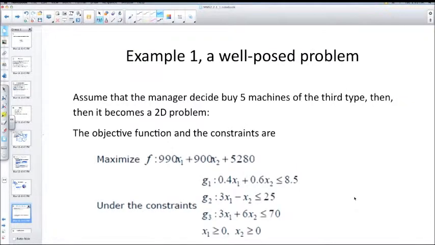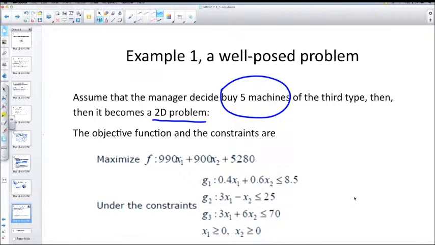To make it easier for me to illustrate, I restricted the problem into 2D by assuming the manager already made the decision to purchase 5 of the type C machine. So now you only have 2 choices, A and B. You're going to find how many machines of type A and how many of type B to purchase so that you can maximize the productivity.